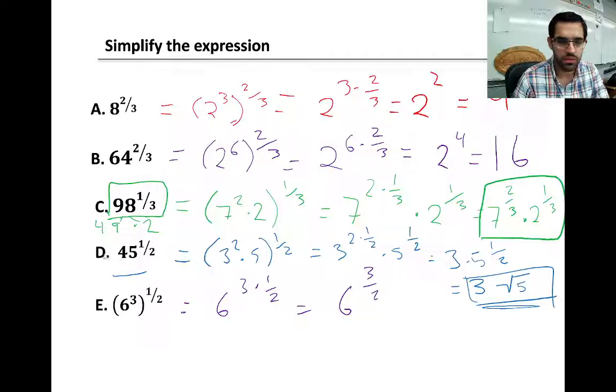So the next one is 45 to the power of 1/2. 45 is 9 times 5, or 3 squared times 5. I can distribute the power of 1/2. We get 3 times 5 to the power of 1/2. Or we could write that as a radical, depending on the directions again. You could put 3 root 5. I would say this is definitely more simplified than the original. The last one, we're just using exponent properties. I can't break any bigger exponent from a 6. It's already 6 to the power of 3, so we're just going to multiply powers.